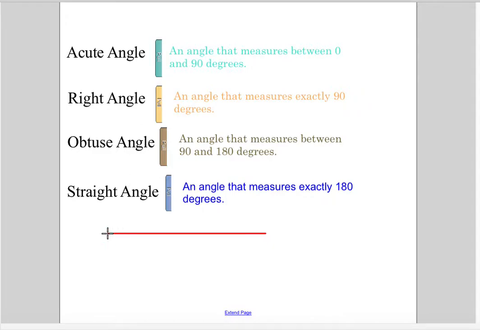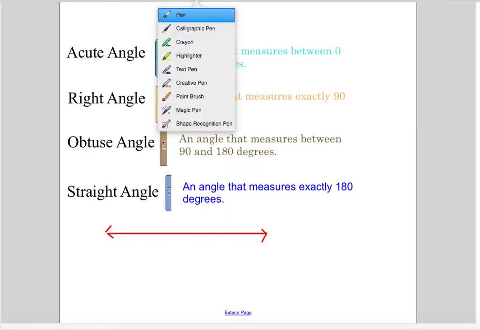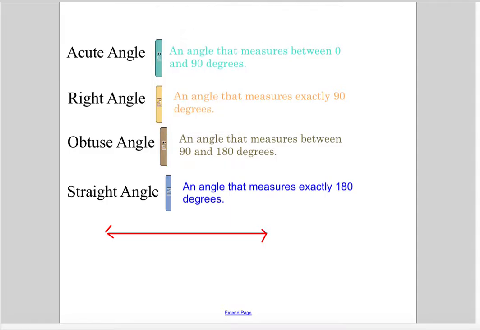So if you see this, it is an angle. It's called a straight angle. It's also a line. So it gets a little bit confusing, but you need to remember that if you see a straight line, you need to know that that measure all the way across is 180 degrees. We'll be using that a lot to solve problems in the future.